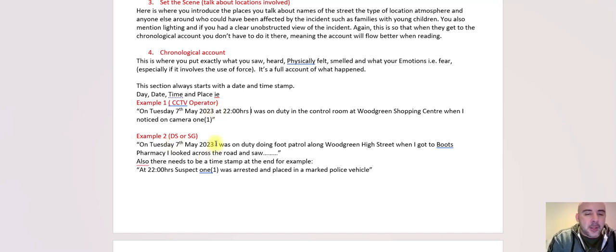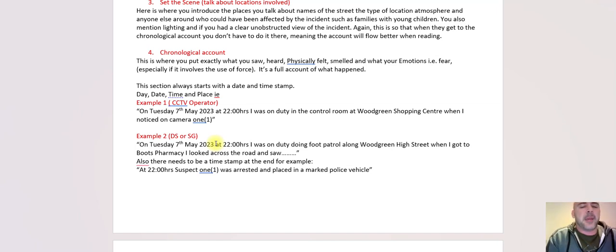And again here, let's add that in here as well. 2200 hours, there we go. And example 2 is, let's say you're a door supervisor or a security guard in a shopping centre. So on Tuesday the 7th of May, 2023 at 2200 hours, I was on duty doing foot patrol along Wood Green High Street. When I got to Boots Pharmacy, I looked across the road and I saw, there you go, voila. So you're basically saying on the date, day, time and place, where you were, you looked across the road and you saw, or it could be that someone approached you.